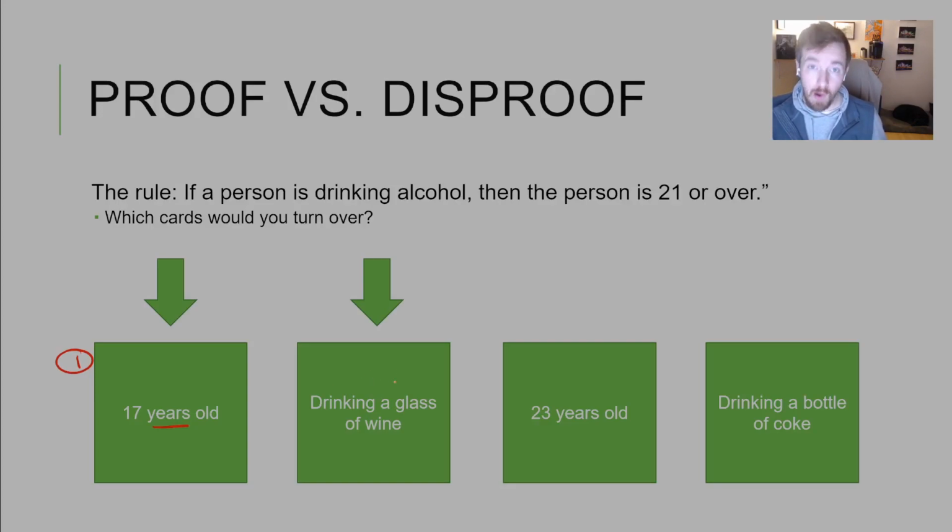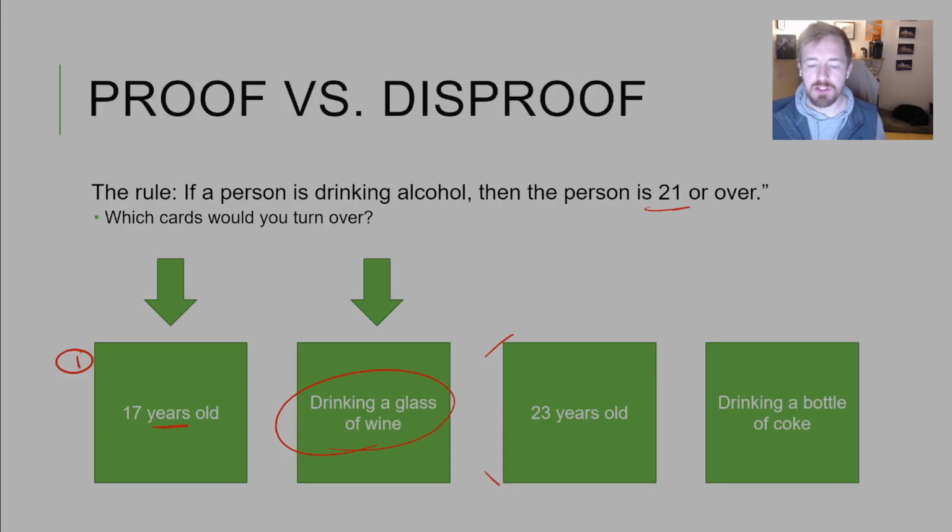This next one, we would also want to flip over. This one, I bet most of you probably got this one, right? Because if a person is drinking alcohol, okay, they are drinking wine. That is the first piece here. Then if we flip this over, if that person is 21 years or over, then that's cool. But if it's less than that, then that's a problem. So that would be an issue. Okay, but how about these others?